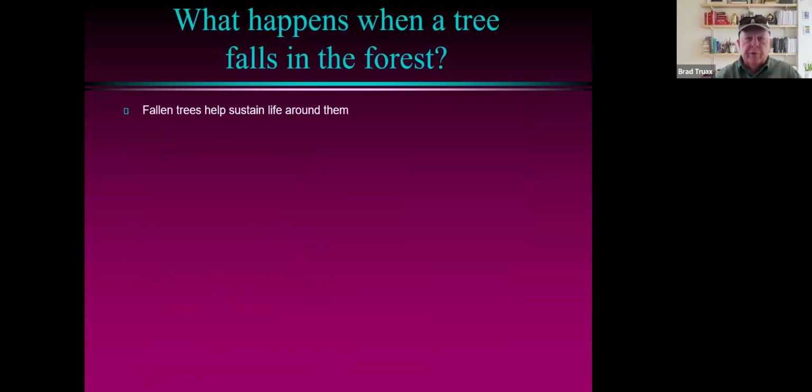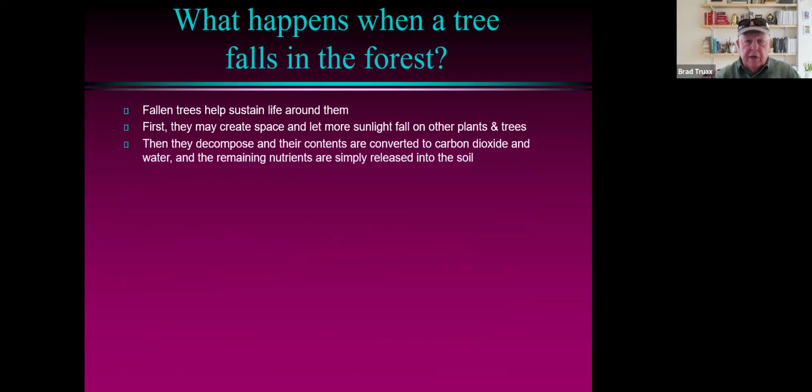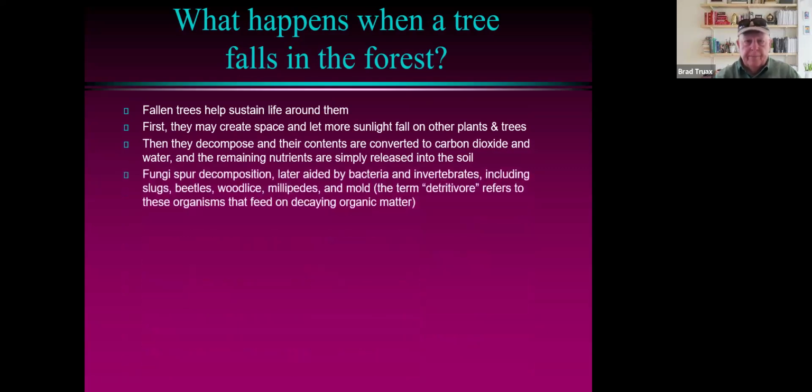So what happens when a tree falls in the forest? Fallen trees help sustain life around them. First of all, they might create some space and let more sunlight fall in so that the other plants and trees can flourish. But they also decompose and their contents get converted to carbon dioxide and water, and the remaining nutrients are simply released into the soil.